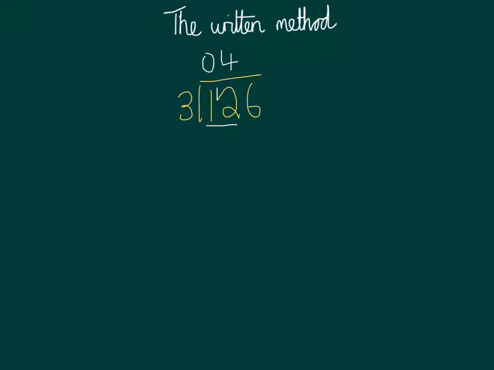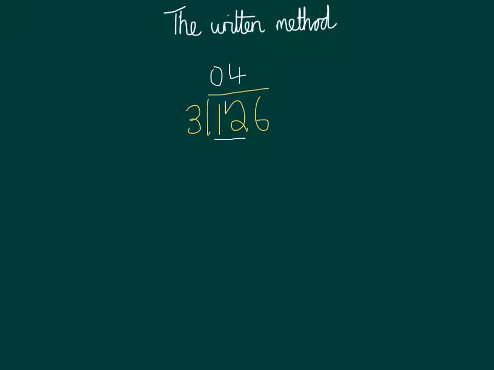The final step of this sum then is to see how many 3's go into 6, how many groups of 3 go into 6, and I know that the answer is 2. So I put it here. The final answer to the sum then, which would be 126 divided by 3, is 42.